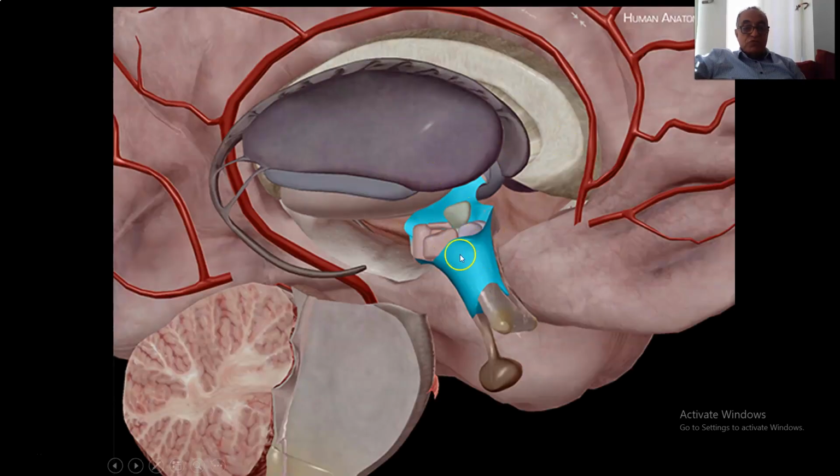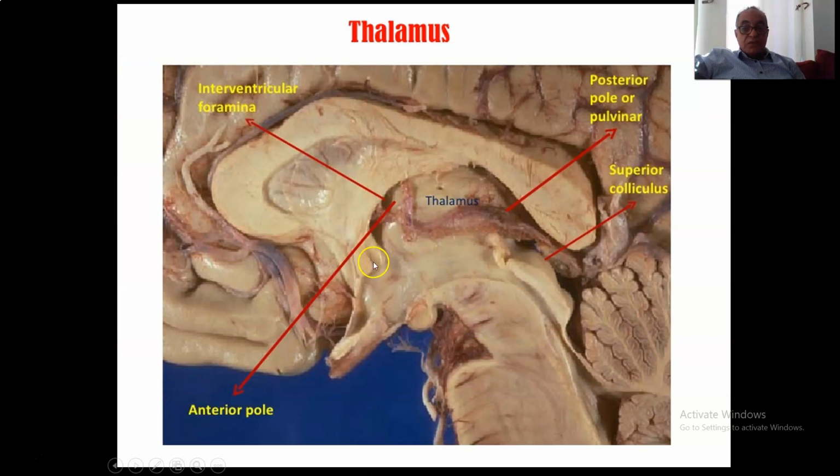This is the position of the hypothalamus. This is the thalamus here. Anteroinferior is the hypothalamus, the nuclei, the chiasm, pituitary stalk, and pituitary gland. Another view showing the hypothalamus and showing the boundaries.